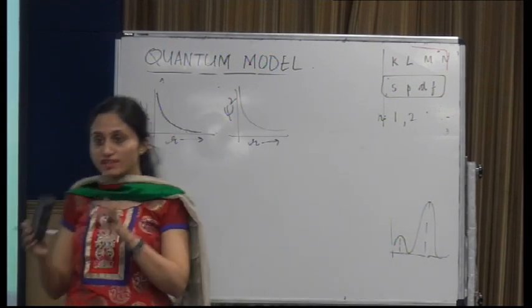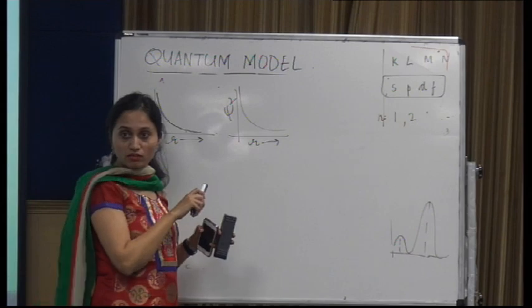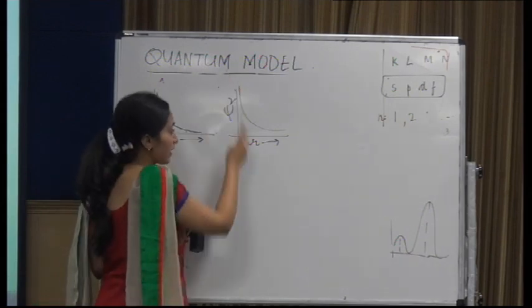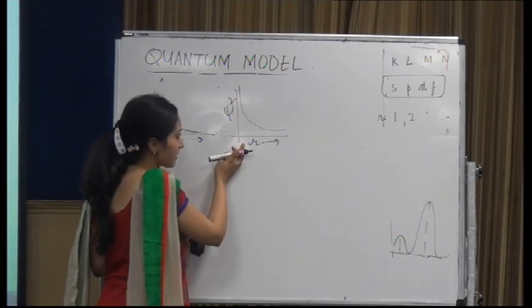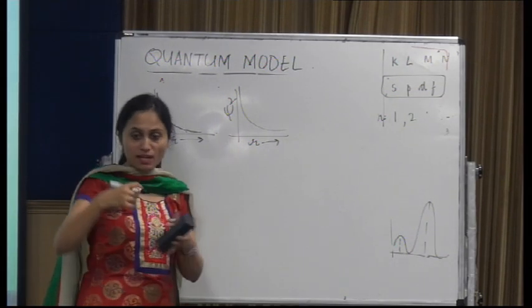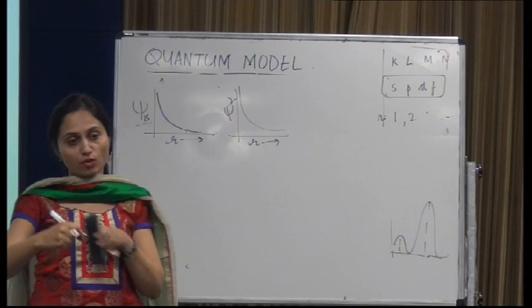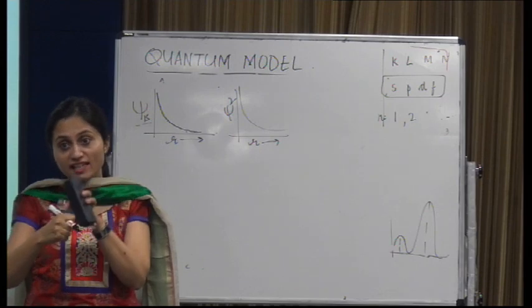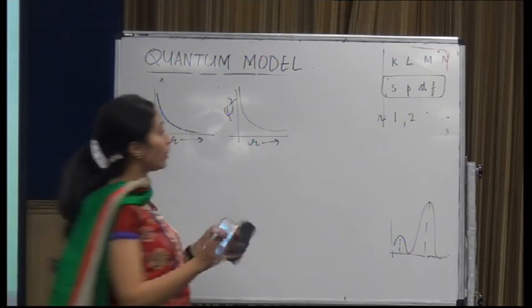Now what is the meaning of this graph? That when your r is approaching 0, when your r is very less, there is maximum probability of finding the electron. So this means that if this is your nucleus and you have the electron revolving around it, the maximum probability is at the nucleus, which is wrong. So why is it wrong?